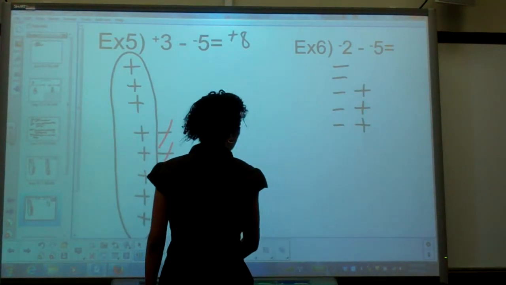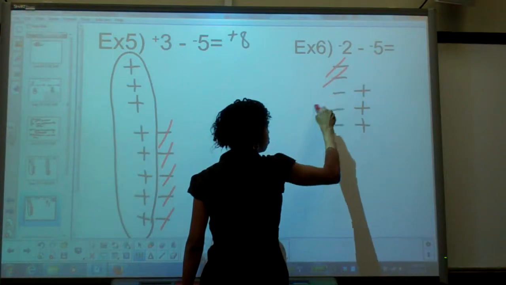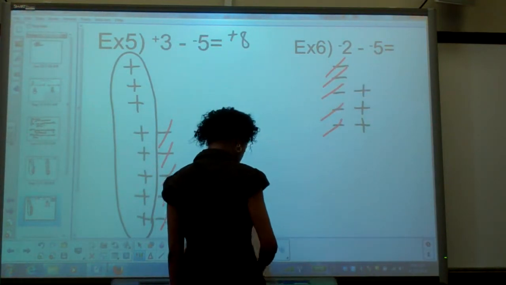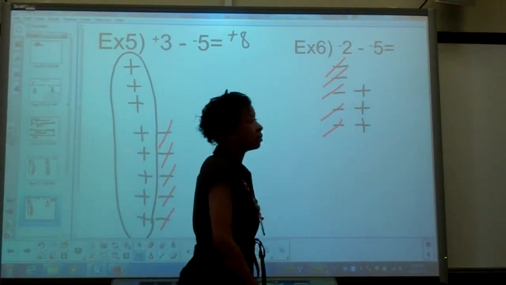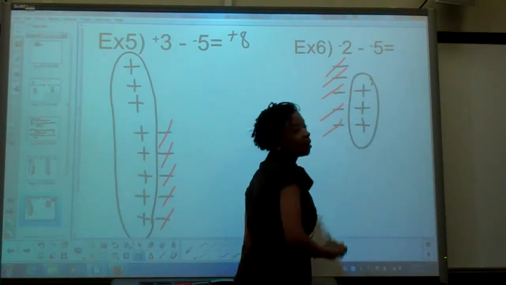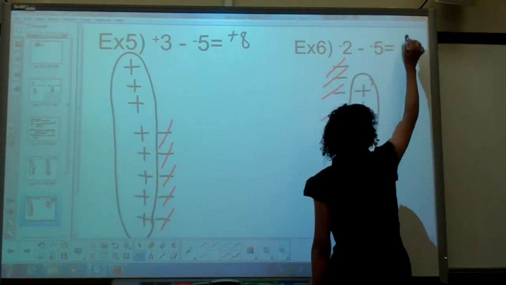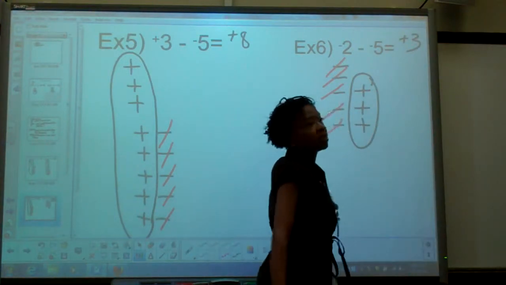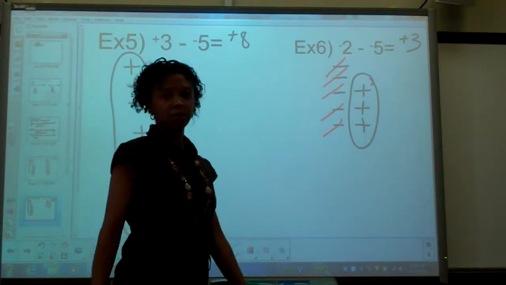And now can I take off 5 negatives? Yes. So here we are, I'm taking off 1, 2, 3, 4, 5 negatives. And the final answer should be in the same charge. They are. I'm left with 3 positives. So negative 2 minus a negative 5 is equal to a positive 3.